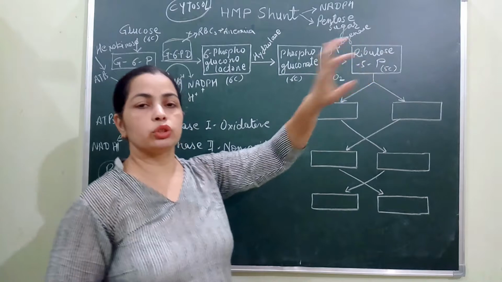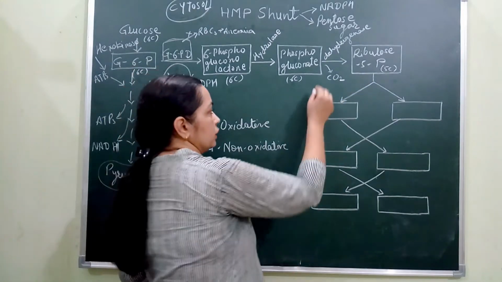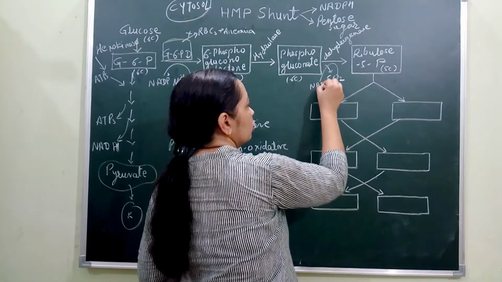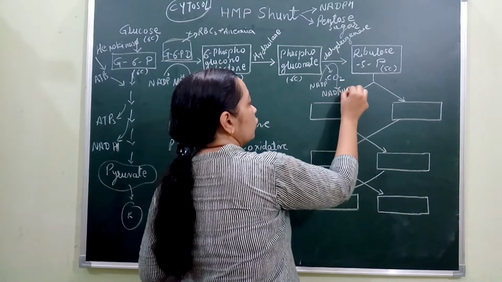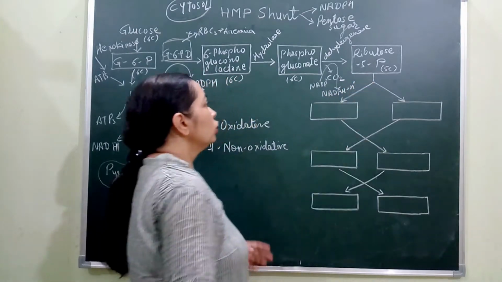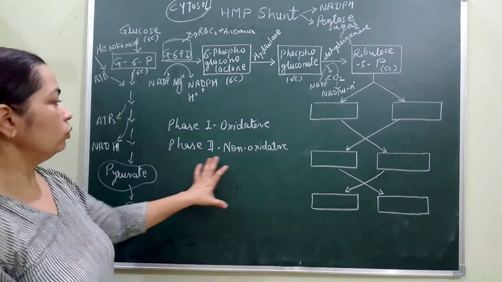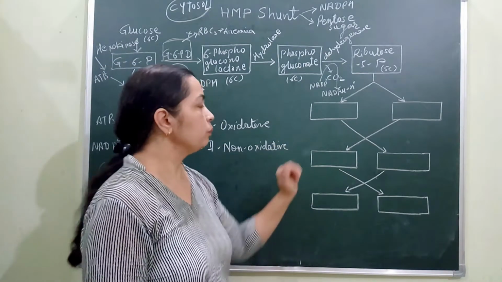Well, this dehydrogenase is not that important. It is not going to cause any such complications. And again, this dehydrogenase is dependent on NADP, and it leads to formation of one more molecule of NADPH. So these are the 3 oxidative phases. Now the next part, phase 2, that is non-oxidative. So let's go towards it.